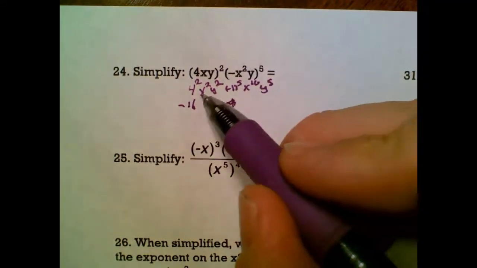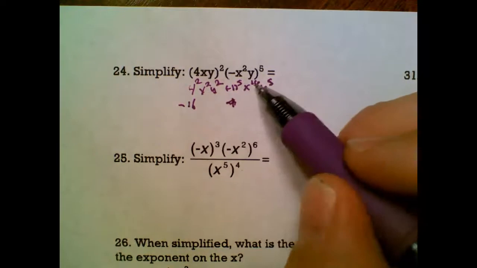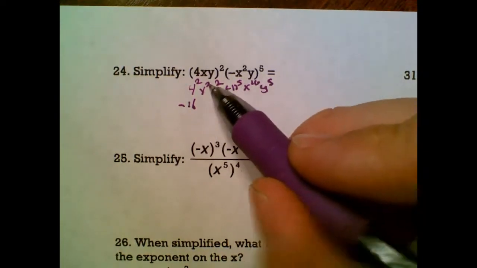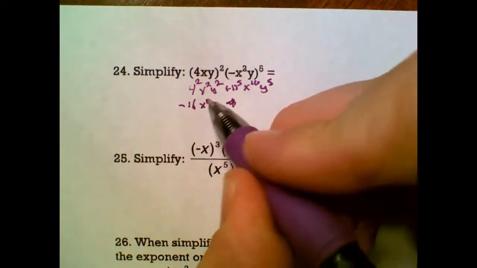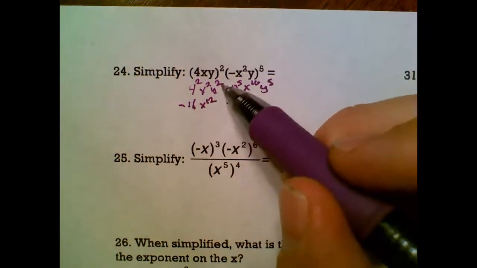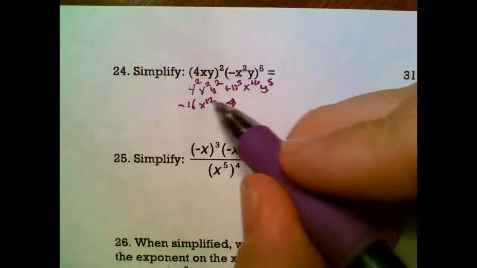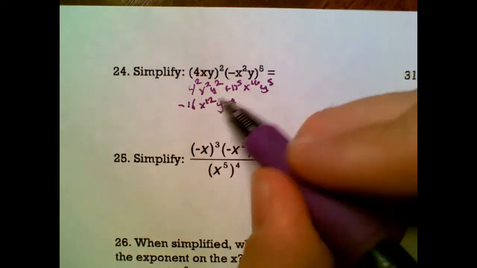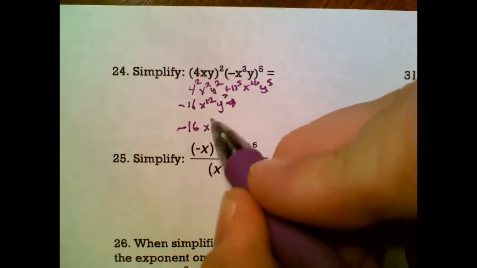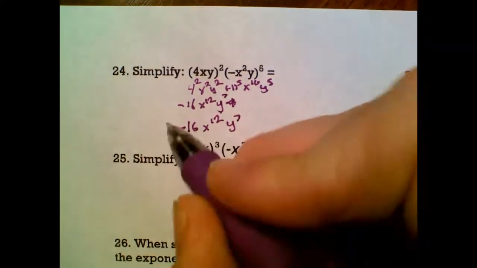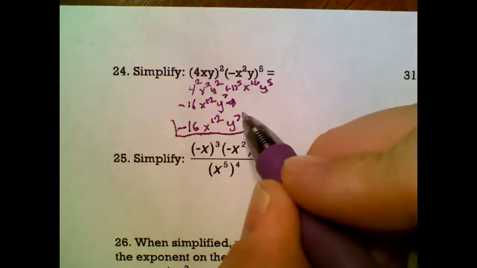Now let's bring the x together. We got x squared times x to the 10. Now this is the product rule where we add them. 2 plus 10 is 12, so we got x to the 12th. And now we have y squared times y to the 5th. 2 plus 5 is 7. So I'm just going to rewrite it nice and clean. Negative 16x to the 12th y to the 7th is our answer for this one. Right there.